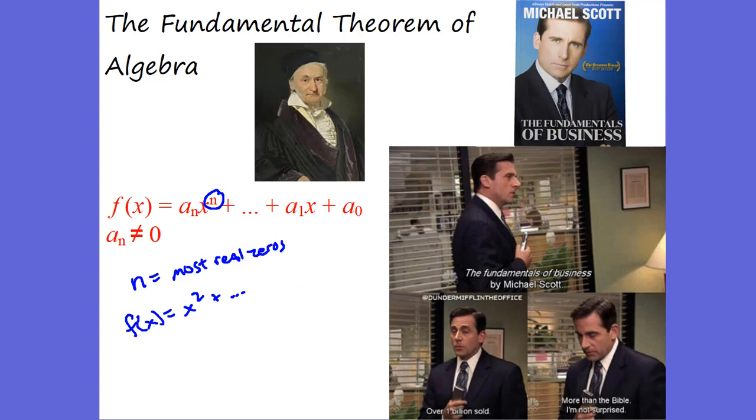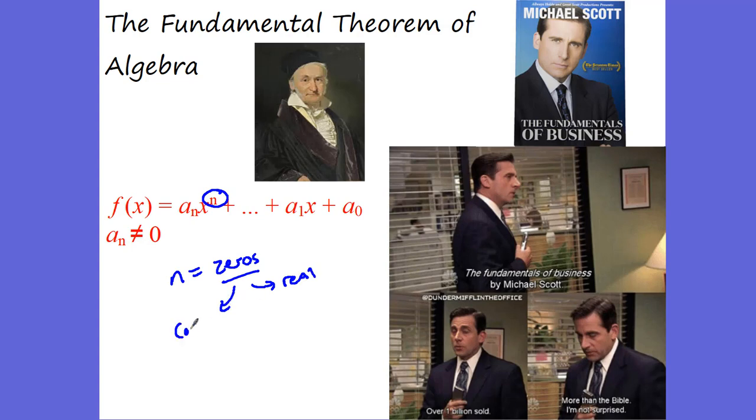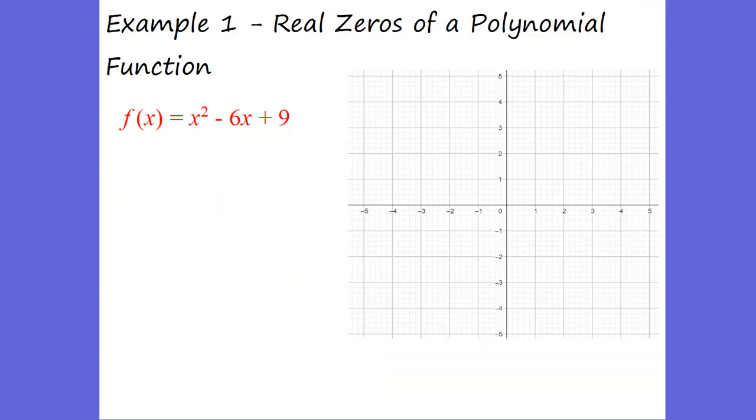Now, we know about complex numbers as well, which means our theorem is going to be expanded a little bit. We can say this n number is how many zeros we would have, and those might be real, those might be complex. Remember, the fundamental theorem of algebra just tells you that these zeros exist. It doesn't tell you how to find these zeros.